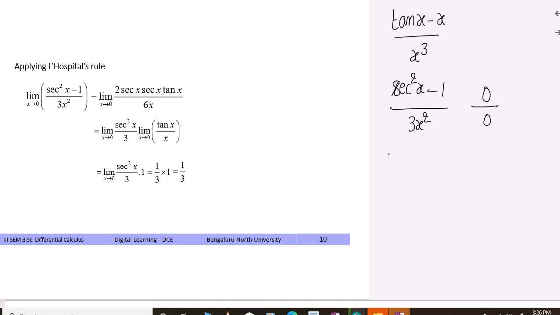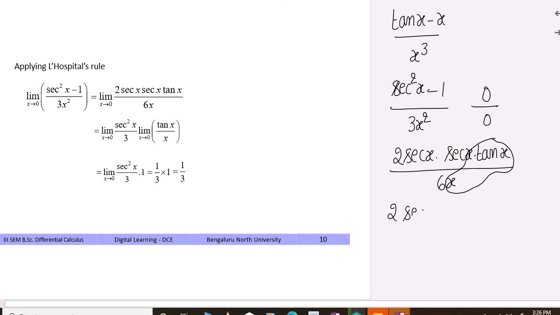Again apply L'Hopital's rule. Differentiation of secant square x is 2 into secant x. Secant x differentiation is secant x into tan x. 3x square differentiation is 6x. Now I am writing this function as a product of two functions, that is 2 times secant square x by 6 into tan x by x. 2 1s are 2, 2 3s are 6.